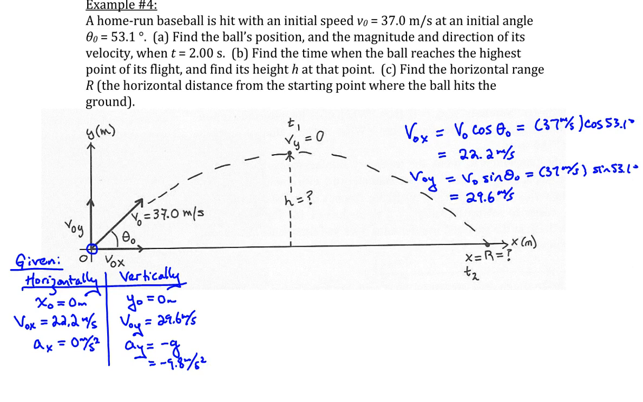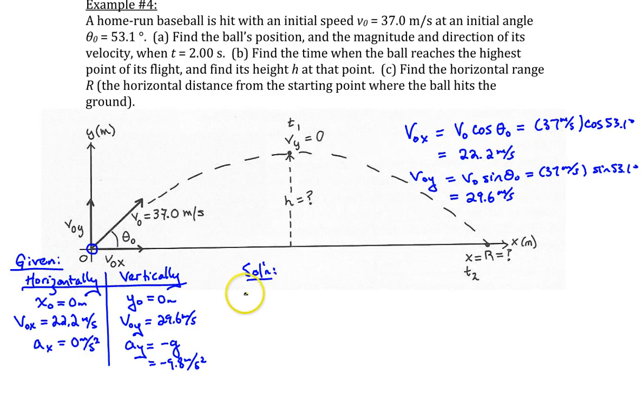So now let's look at the question. The question is asking, find the ball's position and the magnitude and direction of its velocity when it's at t equals 2 seconds. So we're looking for x and y at a time of 2 seconds, and the vertical velocity and the horizontal velocity at that point. I'm not sure exactly where it's going to be on this curve, but we do know we have some equations that describe the horizontal position and the vertical position and the horizontal and vertical velocities.